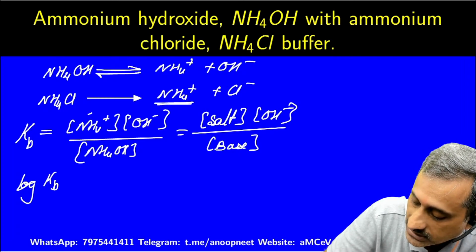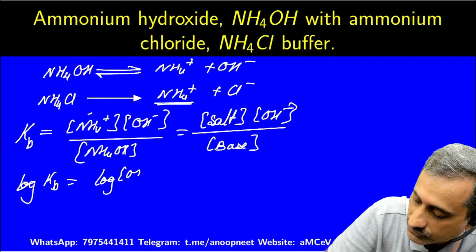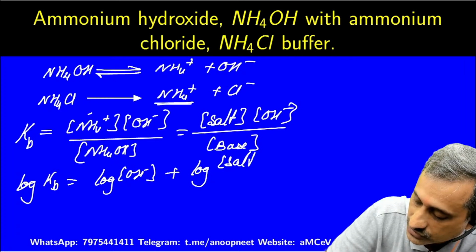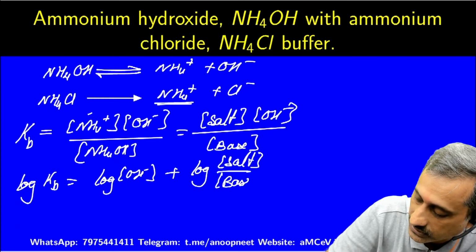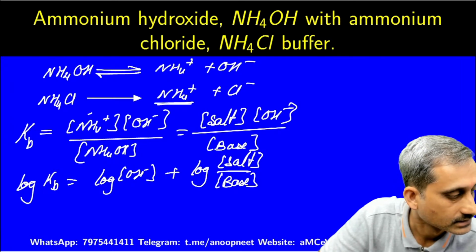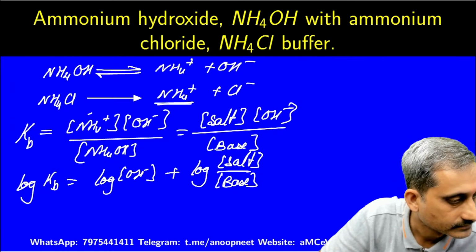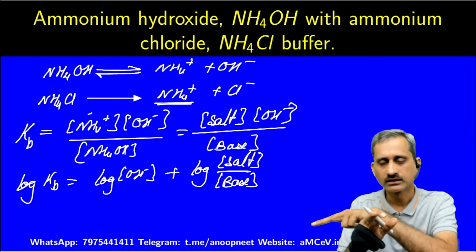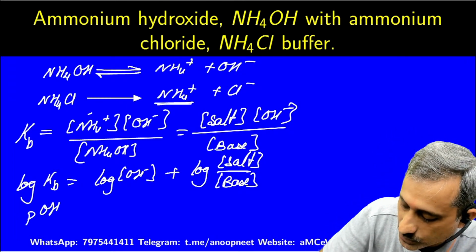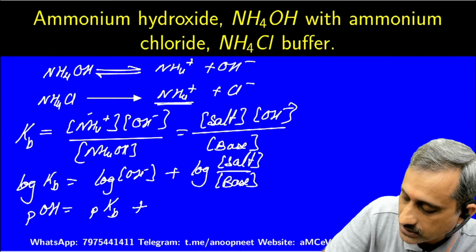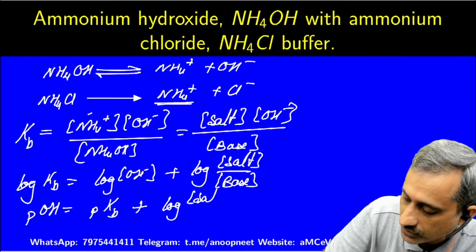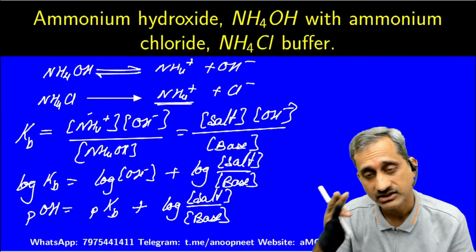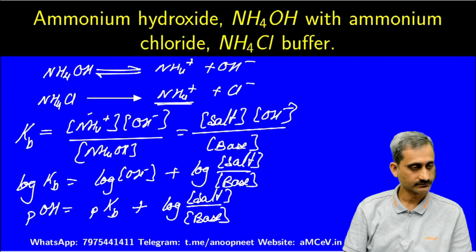Log Kb is equal to log of the concentration of OH minus plus log of the concentration of the salt divided by the concentration of the base. Clear? Let's interchange it a little. The moment we interchange it, it becomes pOH is equal to pKb plus log of the concentration of the salt divided by the concentration of the base. Now, this is the Henderson-Hasselbalch equation for the basic buffer.